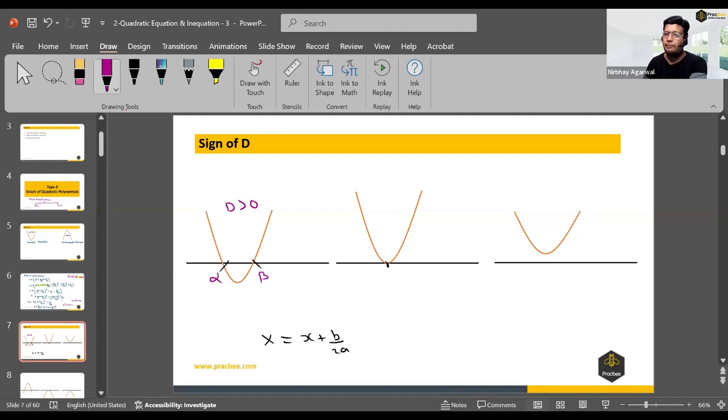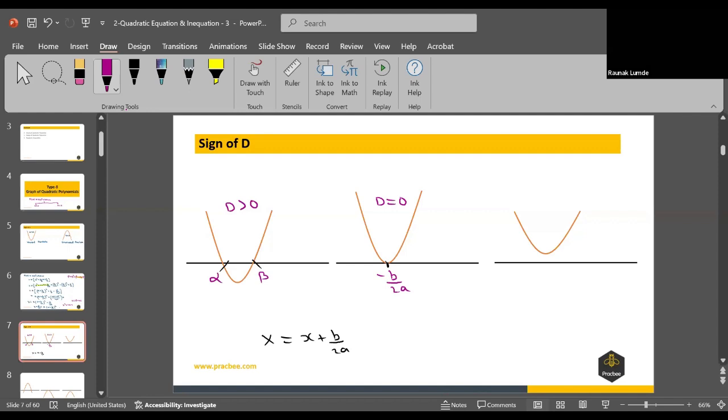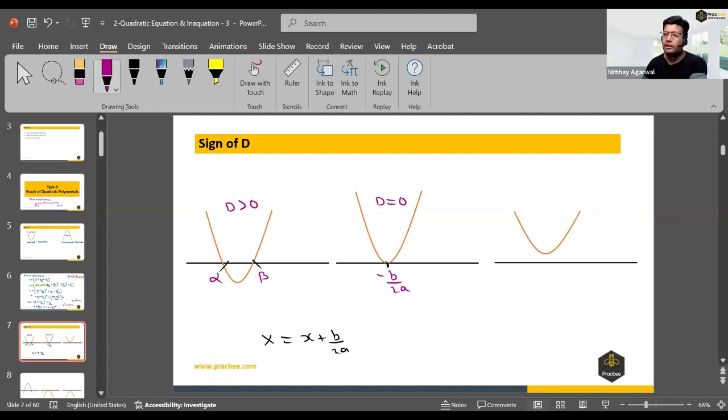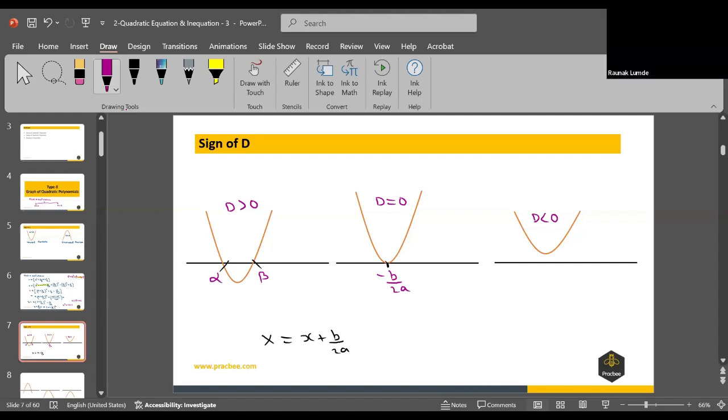Remember the formula. Similarly, if D is equal to 0, then what will happen? In this condition, two equal zeros will be there, that is minus b by 2a. And this condition will occur when D is less than 0, because no real zeros will be present.